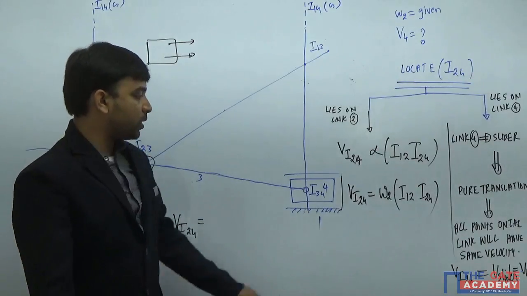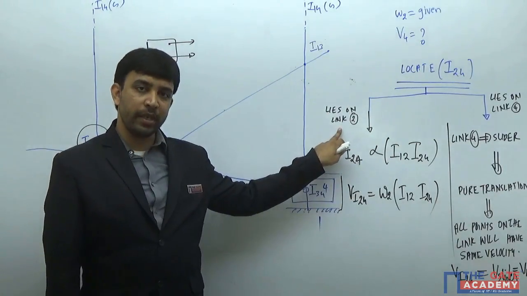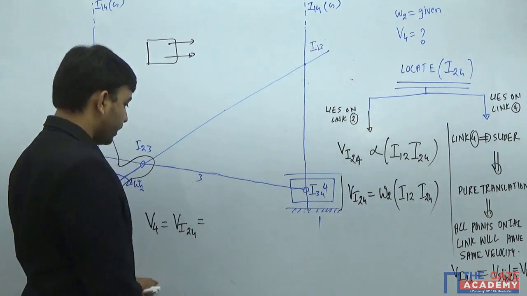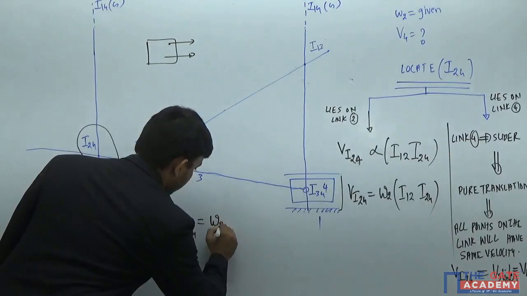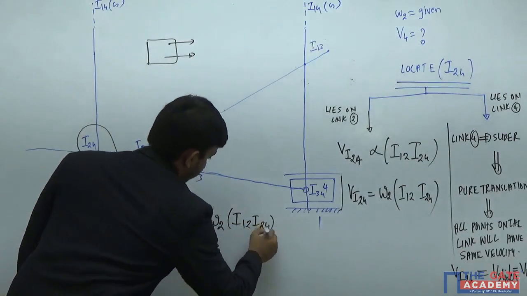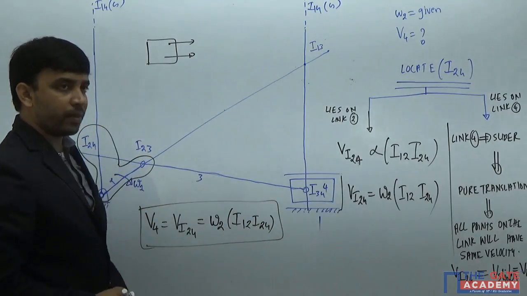And we already know the velocity of I24. When I assumed it was on link number 2, the velocity of I24 was this one: omega 2 times the distance between I12 and I24. So from here, I can get the velocity of the slider.